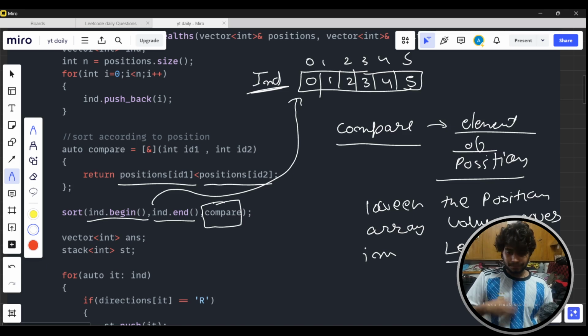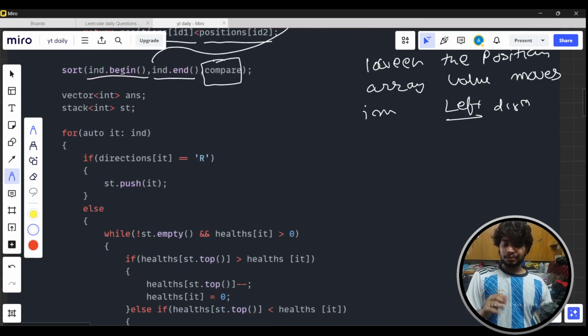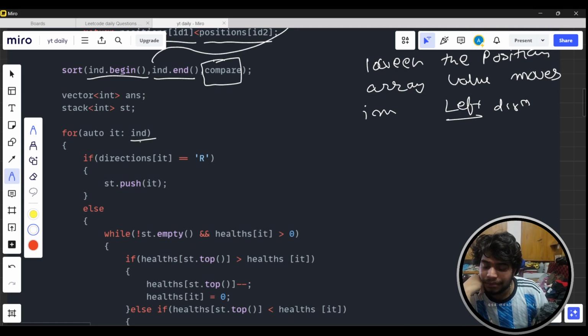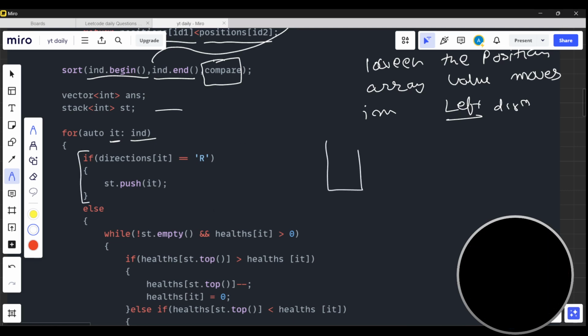Okay. So I have created my image. Now what I have to do, I've created my id array. I will traverse in them. I've also created a set. If it is moving in right direction, let's have a stack here, and I have a robot.